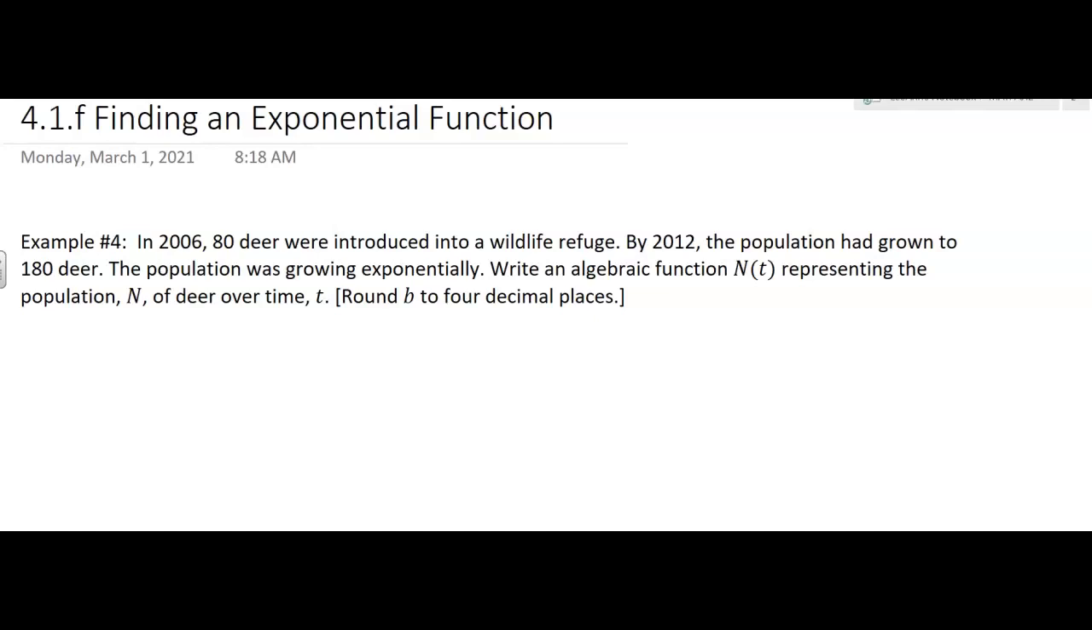Okay, so in 2006, 80 deer were introduced into a wildlife refuge. By 2012, the population had grown to 180 deer. Okay, so we know in 2006, 80 deer, and then it grew to, in 2012, 180 deer. The population was growing exponentially. Write an algebraic function N of t, so they tell us what to call it, representing the population N of deer over time t.